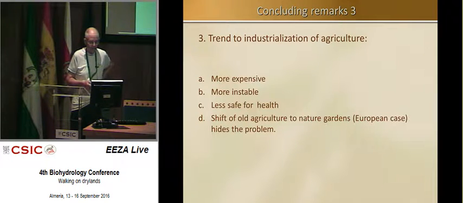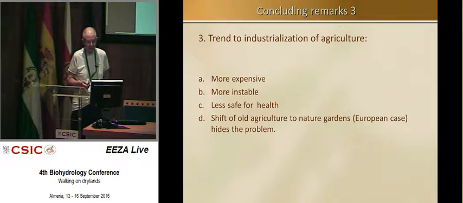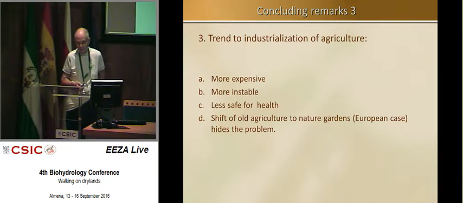So these are some more examples, but finally, what we can expect from industrialization of agriculture is that it's more expensive, more unstable, less safe for health, and shifts all agriculture to nature gardens, as happens in Europe now. And this hides the problem in reality.